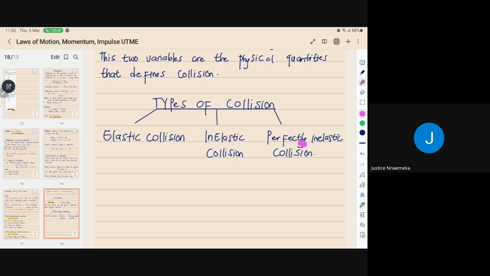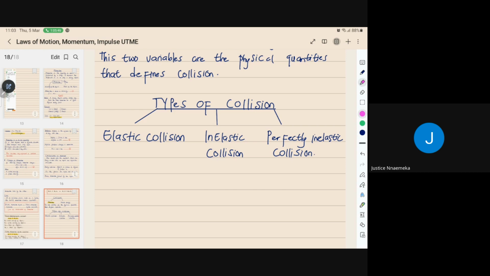Now, this one, perfectly inelastic. Momentum is conserved as well. Kinetic energy is not conserved, just like this one. But the difference between this one and that one is that in as much as they collided and there was deformation, right? For this one, they will stick together.